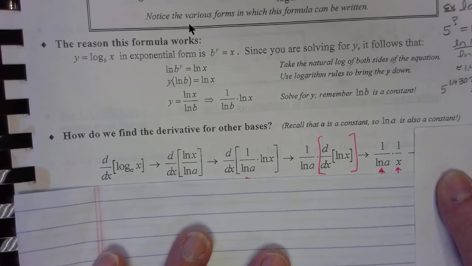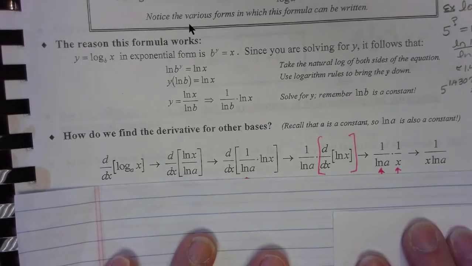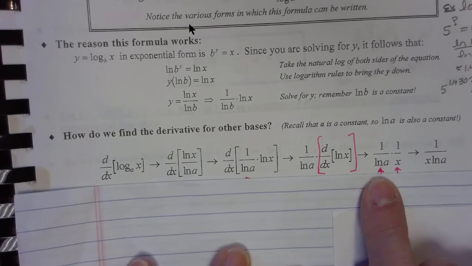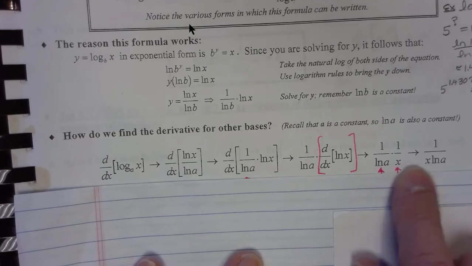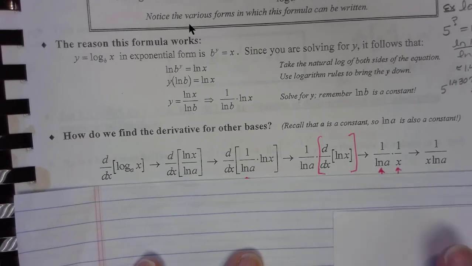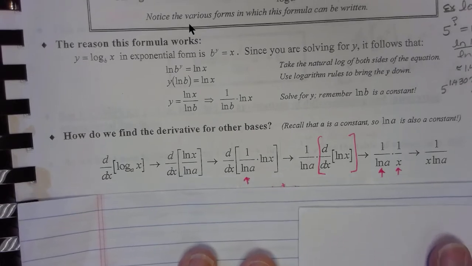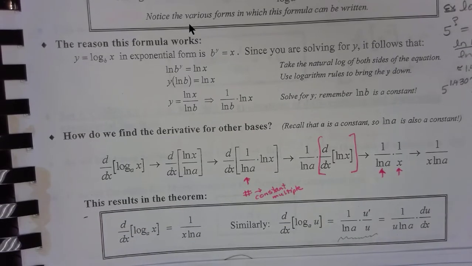And we can clean this up. You often see it like this, 1 over x times ln a. Can we write it like that? Sure. But we usually bring the coefficient, in this case the variable, as the coefficient, so we don't accidentally write ln ax. So resulting from this, we have the derivative of log base a of x is 1 over x times natural log of a. Similarly, the derivative of log base a of u is 1 over ln a times u prime over u.